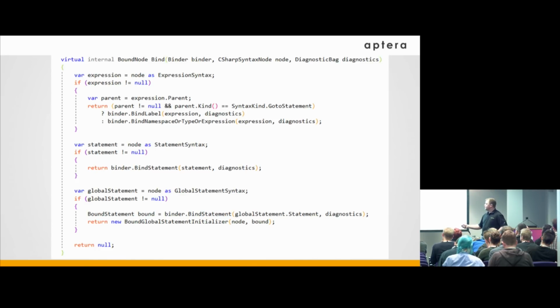So in this case, I've got this expression, and I'm going to do an as operation on it, which, as you know, if the as fails, it's going to return null, so then we have to check for null. And we're actually going to do that 3 different times for the 3 different types: the expression syntax, the statement syntax, and the global statement syntax.